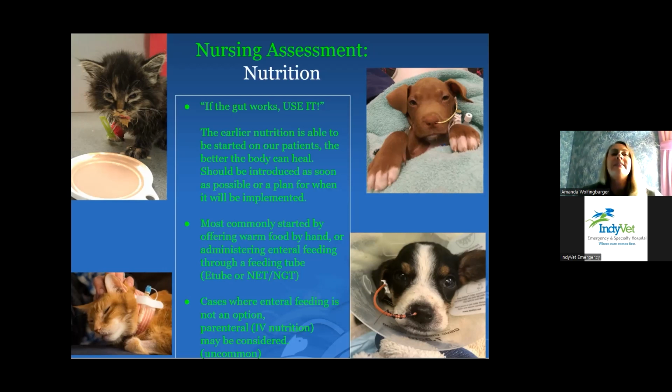But we're most commonly just starting out by offering warm food by hand, chicken, baby food, anything that smells good. I love offering dogs cat food because what dog doesn't love cat food?